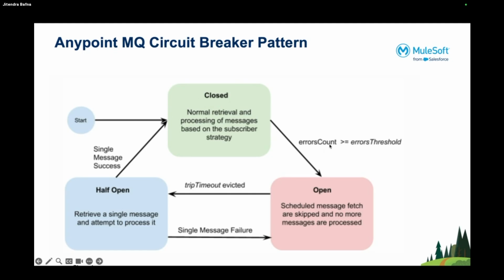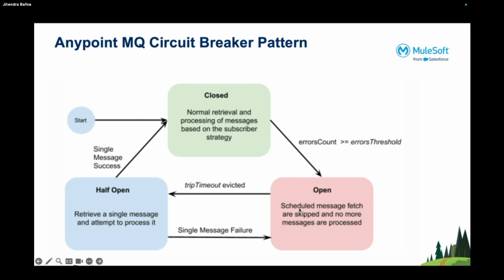Whenever your error count, continuously, it should be continuous, reaches the error threshold. I define my error threshold as 3, and whenever it sees 3 continuous errors, greater than or equal to, it will open the circuit, which means it will not accept any further messages from the queue. It will stop. Then after the trip timeout is reached, I've defined a trip timeout of 2 minutes. After 2 minutes it will half open the circuit.